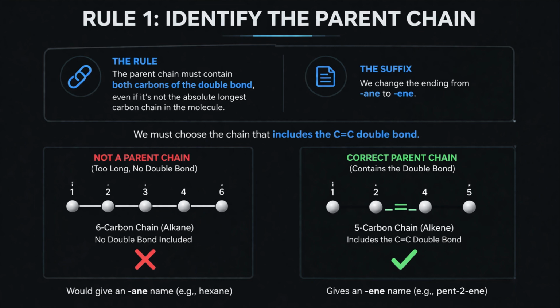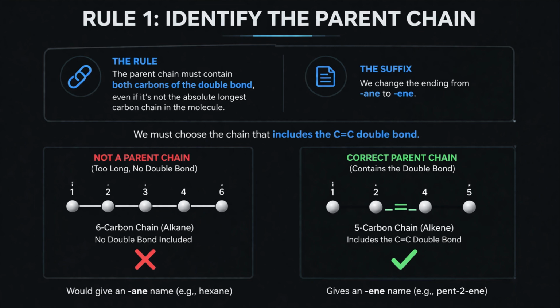Let's understand Rule 1. Identifying the parent chain. This is the golden rule of organic chemistry: always start by finding the longest carbon chain. But when it comes to alkenes, there's an important twist. The parent chain must include the carbon-carbon double bond, even if it's not the absolute longest chain in the molecule. Now, why is this important? Because the double bond defines the main functional group, and that takes priority in naming.